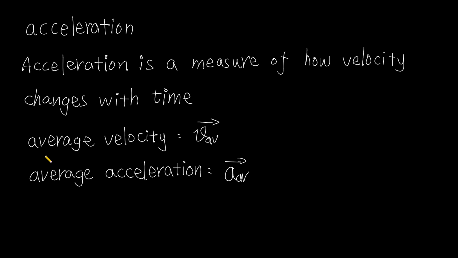And we know that the formula for average velocity is the average velocity equals the displacement divided by the time interval for the displacement. And similarly, the average acceleration equals the change of the velocity divided by the time interval for this change.